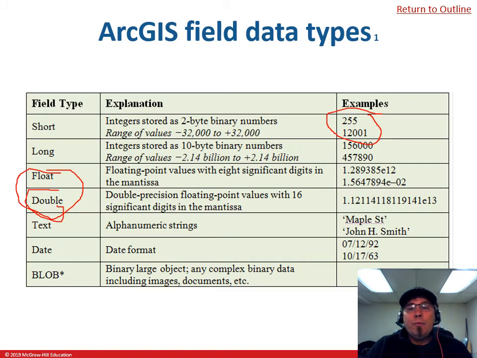Now, if you need really, really super huge numbers, like something like this, then yes, by all means, make sure you're using double. And then obviously for text, you're going to need the text field. Date formats are kind of a pain in the butt, but you can also use them. And then what are called blob features, which we're not going to use, but that's where you can store things like images and stuff in a geodatabase.